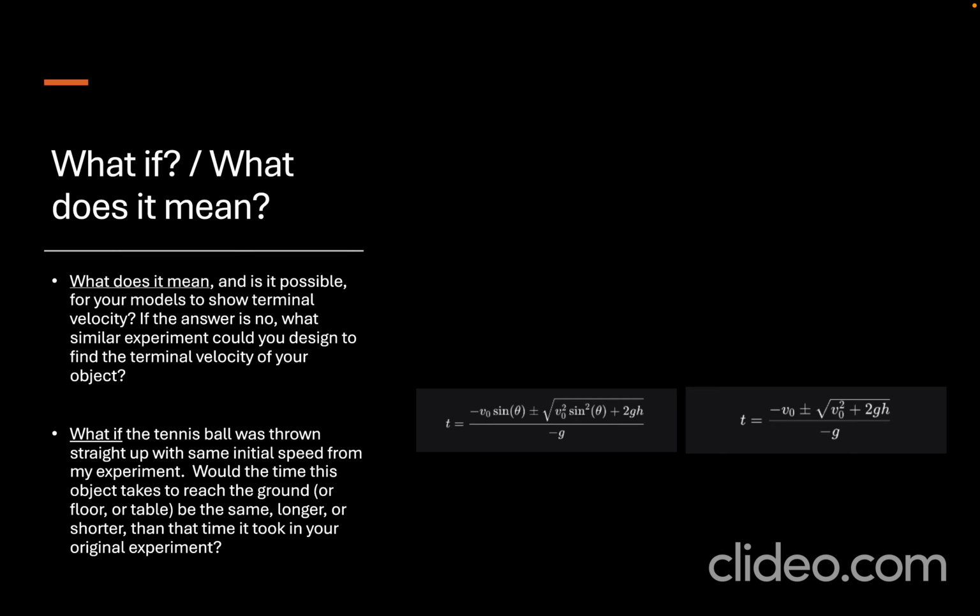What if the tennis ball was thrown straight up with the same speed? Would it take longer, shorter, or the same amount of time to hit the ground? It will actually take longer, because in my experiment we threw it at an angle, and sine can reach a maximum of 1. So that means it could be less than 1. And when you're multiplying something by less than 1, it's going to decrease its value. And so it will make the time smaller than if I just threw it straight up.